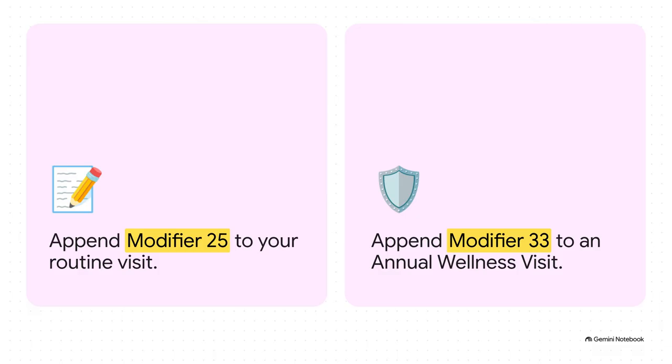But here's a golden nugget for you. If the ACP is performed on the same day as a Medicare Annual Wellness Visit, or AWV, you actually append modifier 33 to the ACP code. Why do we do that? Because it flags the system that this is a preventive service, which effectively waives those Medicare cost-sharing deductibles and copays for the patient. Honestly, it's just excellent patient care paired with excellent coding practice.